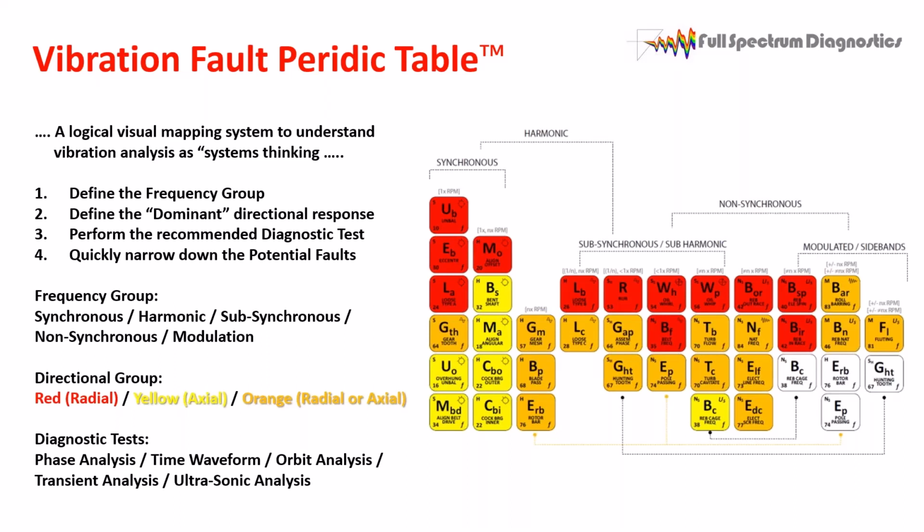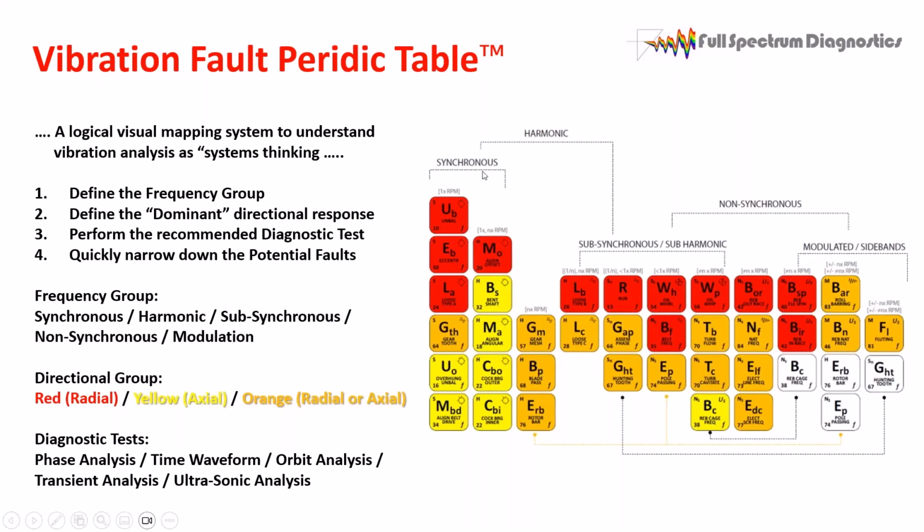The frequency groups are synchronous, harmonic, subsynchronous, non-synchronous, and modulation, and those are these columns on the table, and you'll notice there's a little bit of overlap in there. Nothing's perfect. The directional group is red. That's easy. Red for radial, yellow for axial, orange for radial and/or axial. So if we have a phase problem, we can see how that's going. I've given away too much already.